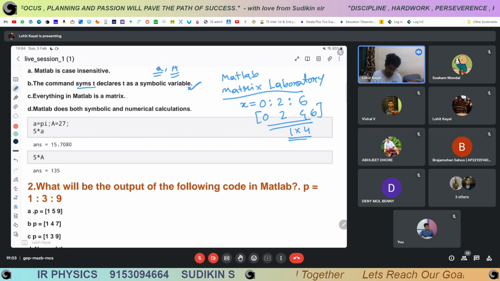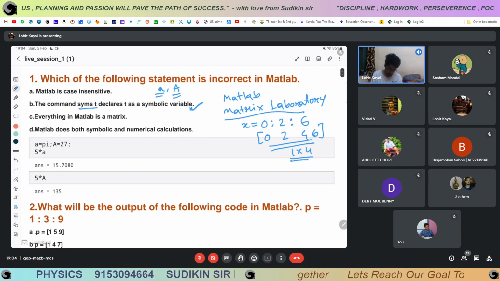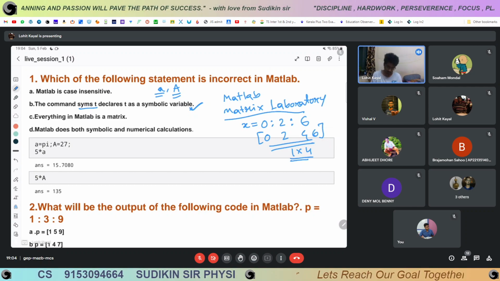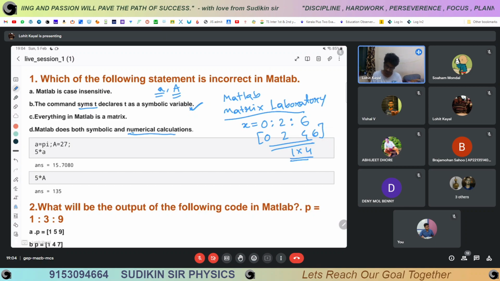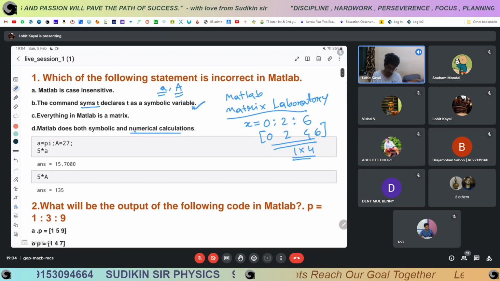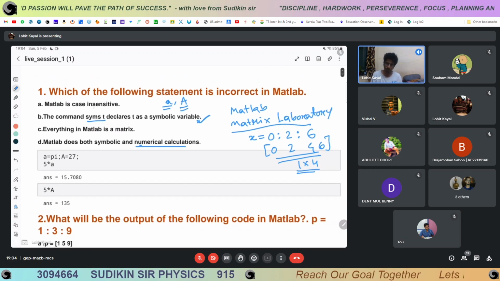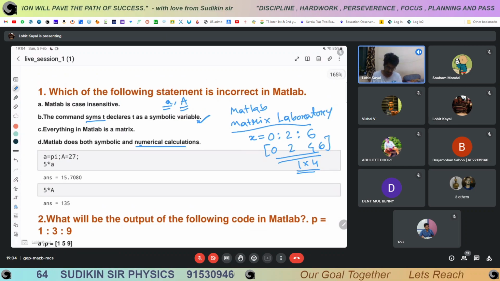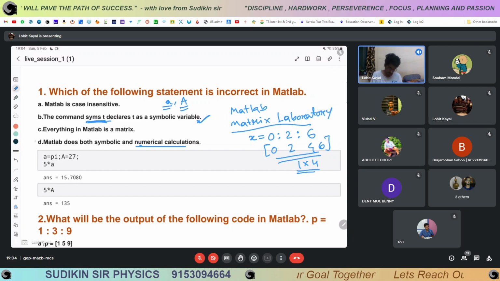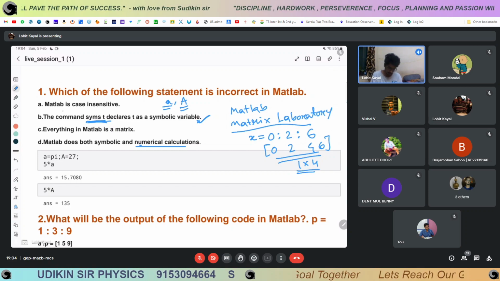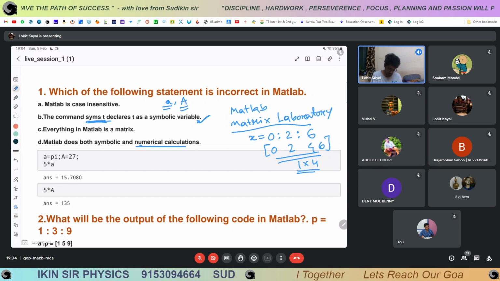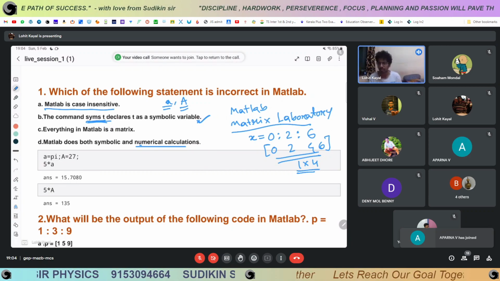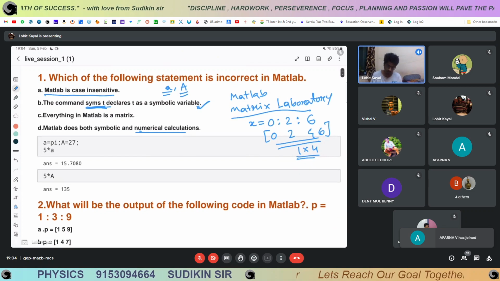So this option is true, and MATLAB does both symbolic and numerical calculation. This is quite obvious. We mostly do numerical calculation, but whenever we want to do symbolic computation, we can always define syms t. So this option is also true. Then again we go to the first option, that MATLAB is case insensitive. So obviously this is not true for MATLAB.